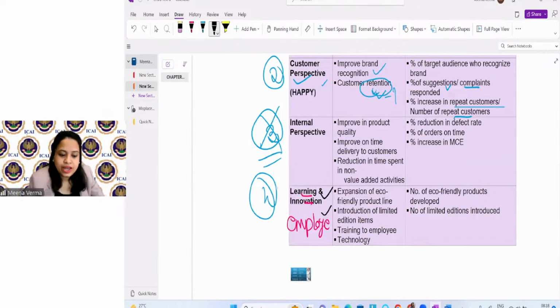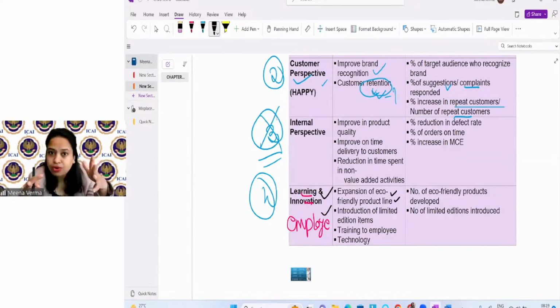Okay, so look, expansion of eco-friendly product line. I told you, first improve the process of the company, because error, mistake, defect happens not because of the employee. A defective unit is not because of the employee. You are producing defective units, not because of the employee. If there is any mistake or error in the company, it is not because of the employee. Then your own entire process is not good.